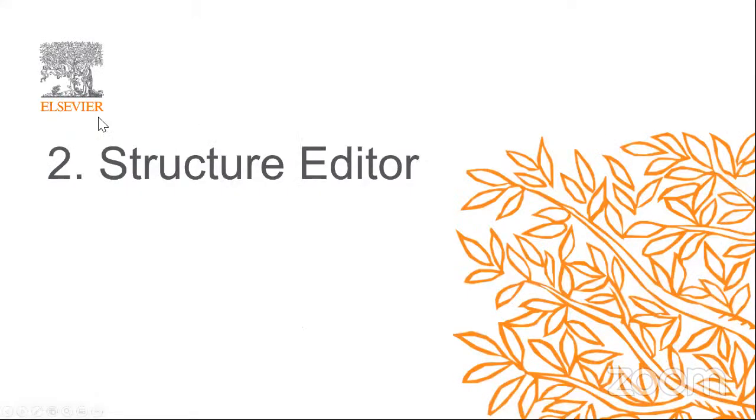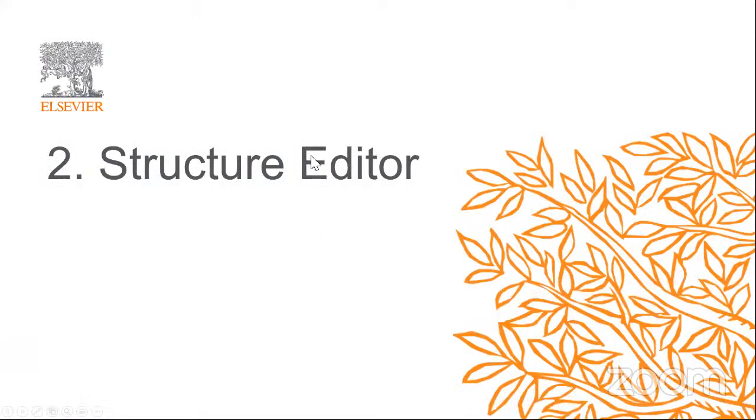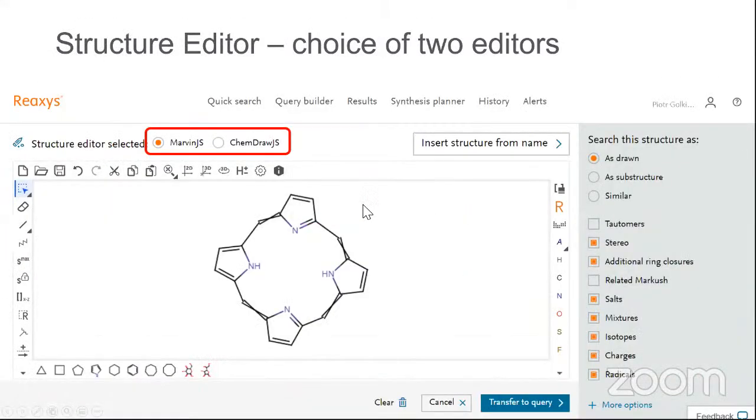Briefly, let's switch from the query builder, from quick search, to the structure editor. Hopefully you have already worked with the structure editor. There are two views, Marvin.js and KimDraw.js. You can use both instruments. I prefer Marvin.js, but I think a lot of people prefer KimDraw because they worked with it previously.